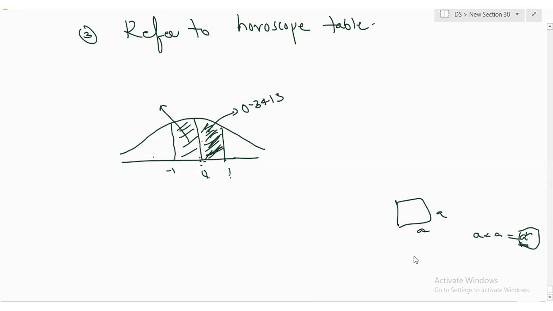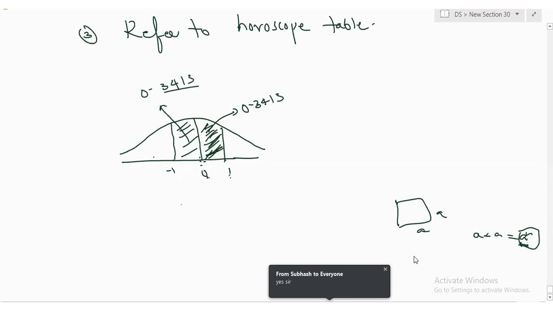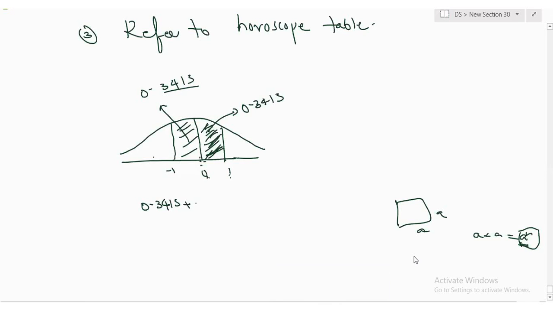You guys are understanding? So this also is 0.3413. So putting it together, how much is this area? 0.3413 plus 0.3413, and I added, 0.6826. All clear on this? Any question?